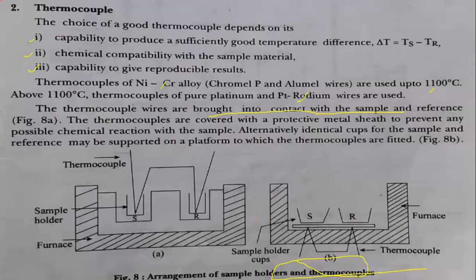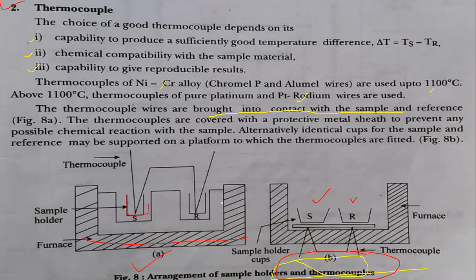Okay, so what is a thermocouple? If you see, the sample and reference are in contact with the thermocouple. From the upper side, the thermocouple may be connected to the sample and reference, or from the below side. If you see on the screen, either this arrangement or this arrangement is provided. This is our furnace, and these are the sample holders.